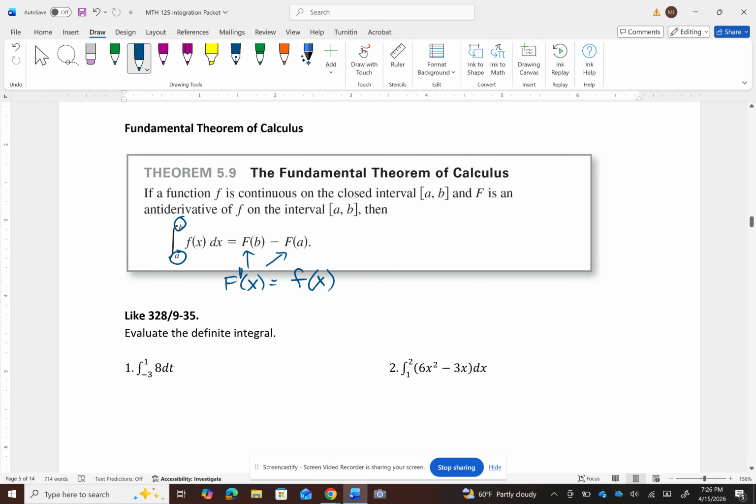Now what we're really doing, this really is the net area, or signed area. It's the area of the regions above the x-axis minus the area of the regions below.